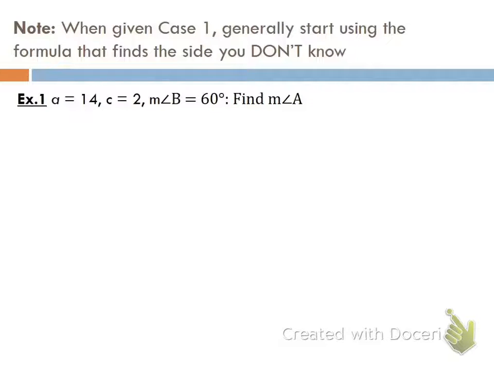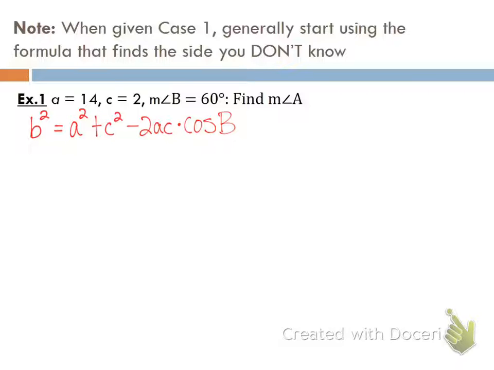Alright, so you should have already started. As Caleb mentioned, we don't know side B. So the one we're going to focus on is b squared equals a squared plus c squared minus 2ac cosine of angle B. So the angle behind cosine should match the side that we're solving for on the left.